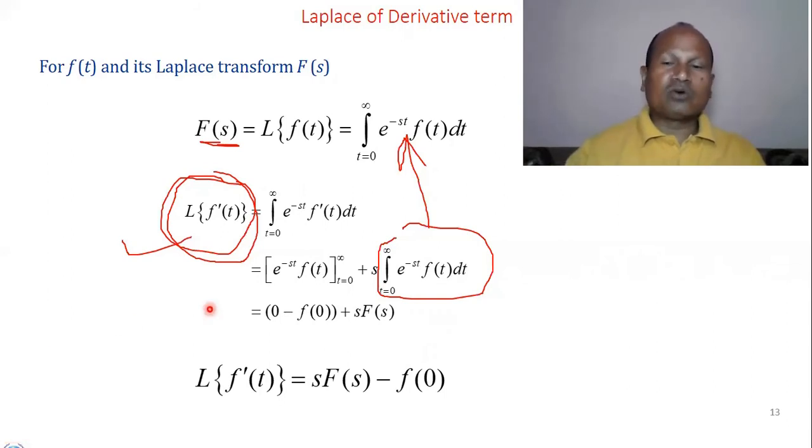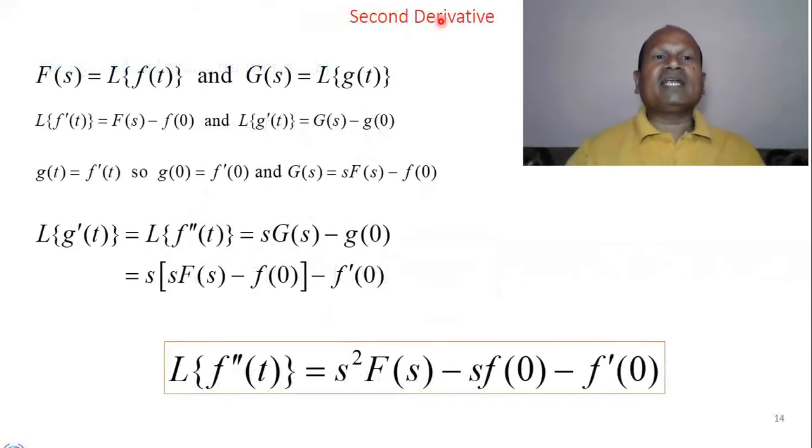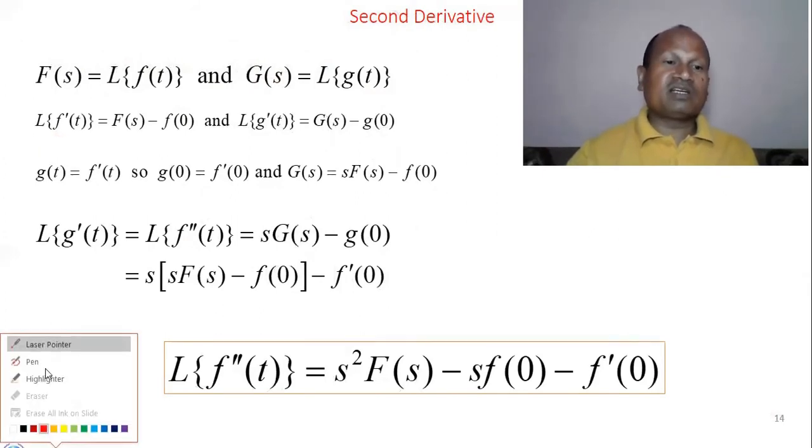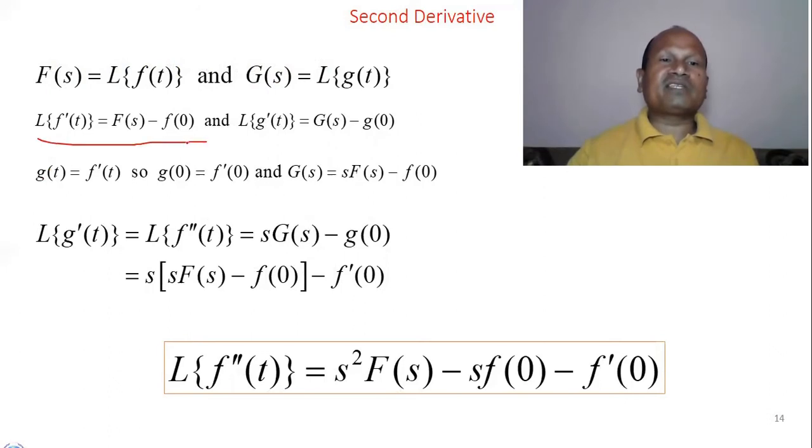All right, so let's go to the next one. Second derivative. How can we calculate the second derivative? We can calculate in the same manner, but let's assume two signals, f(t) and g(t). Laplace of f(t) is F(s), Laplace of g(t) is G(s). Very simple. Now the Laplace of f dash t we have just computed: Laplace of f dash t is sF(s) minus f(0), and the Laplace of g dash t will be sG(s) minus g(0).